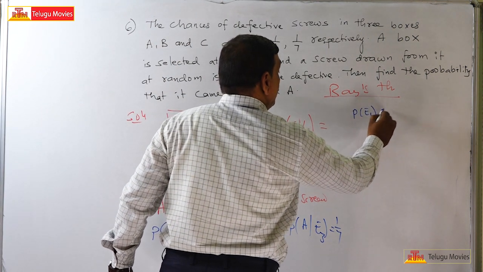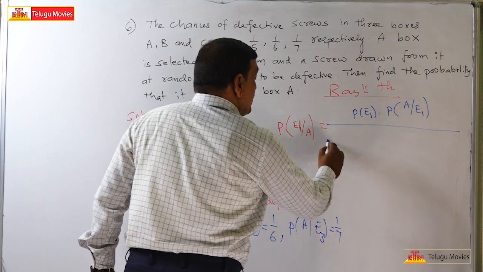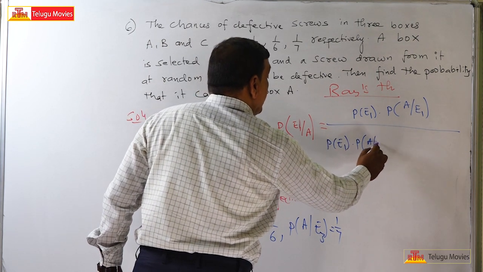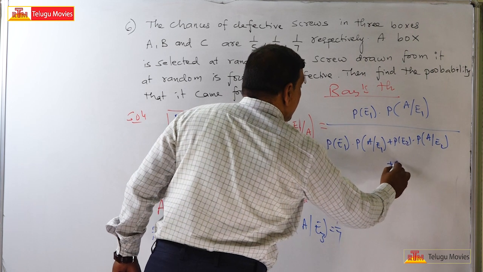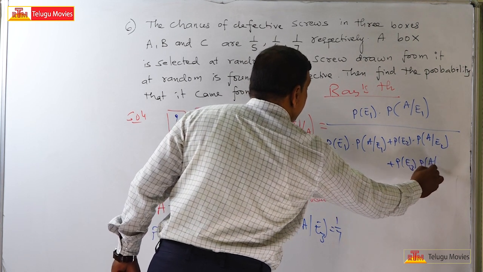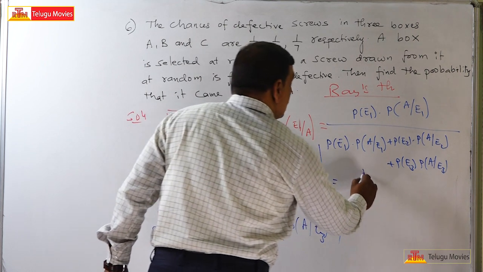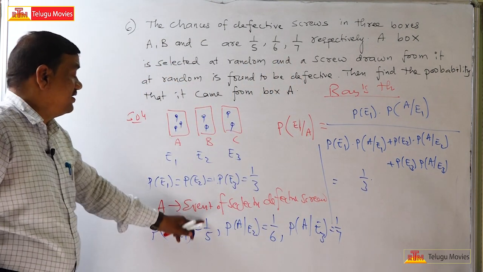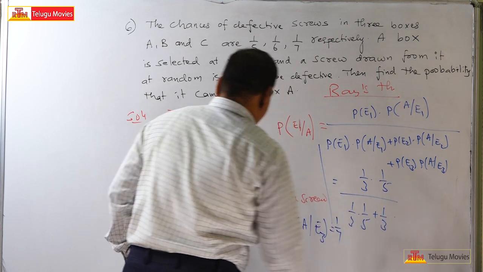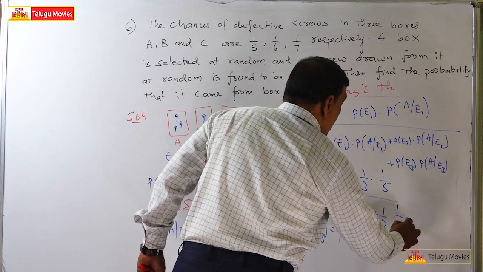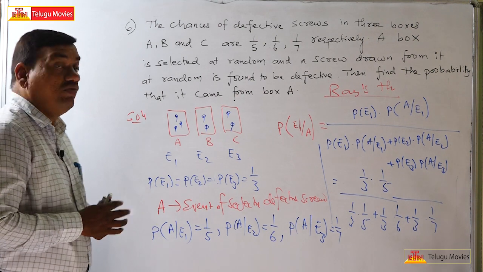Probability of E1 given A equals probability of E1 into probability of A given E1, divided by probability of E1 into probability of A given E1 plus probability of E2 into probability of A given E2 plus probability of E3 into probability of A given E3. Probability of E1 is 1 by 3, and probability of A given E1 is 1 by 5. So this is equal to 1 by 3 into 1 by 5 divided by 1 by 3 into 1 by 5 plus 1 by 3 into 1 by 6 plus 1 by 3 into 1 by 7. Calculate all these values and we will get the final answer.